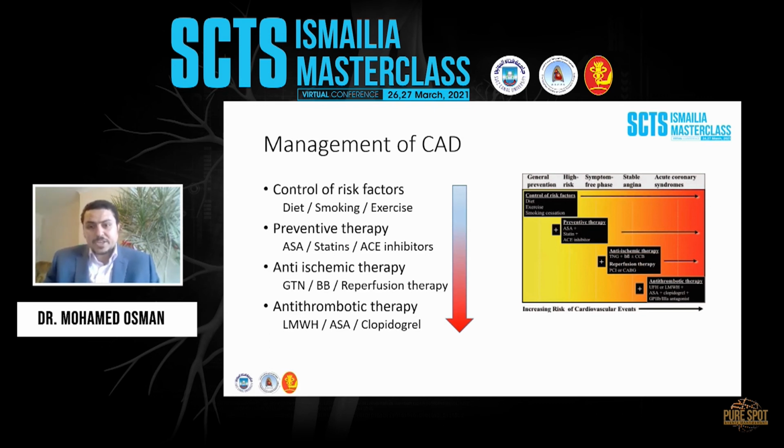But once the patient starts having symptoms, in addition to the previous measures, we add anti-ischemic measures in the form of beta blockers, GTN, and reperfusion therapy. And if the patient has acute coronary syndrome, we have to add to all the other measures, again, antithrombotic therapy.